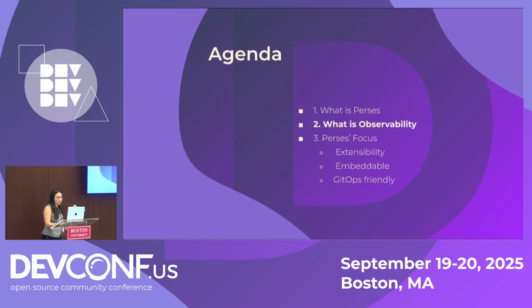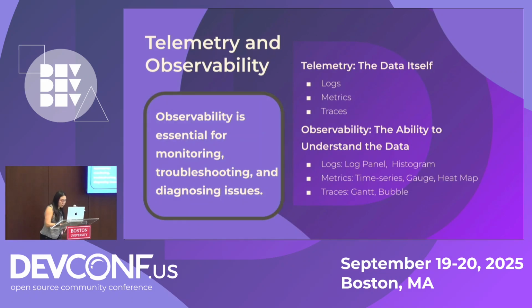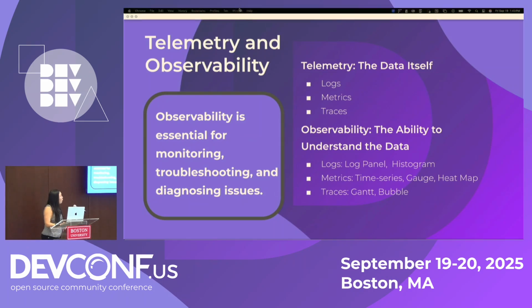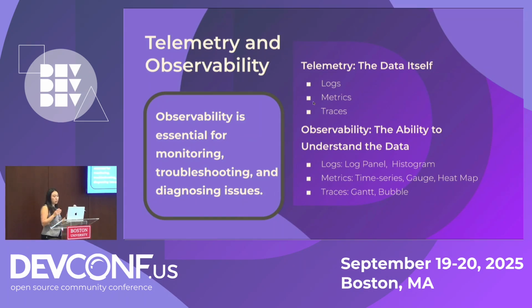And for our second agenda item, what is observability? So we're kind of walking it back and defining what observability is. And you can think of observability like being a detective for your software. It's the ability to figure out what's going on inside a complex system just by looking at the clues it leaves behind. These clues come in the form of telemetry, which is the raw data collected by an application or a system.